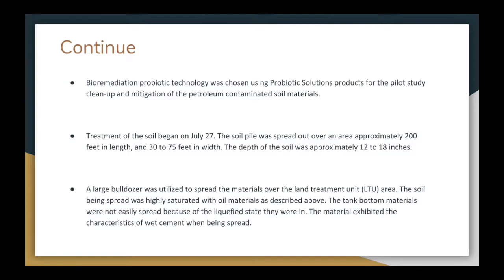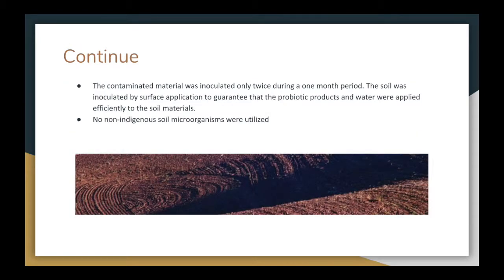A large bulldozer was utilized to spread the materials over the land treatment unit area. The soil being spread was highly saturated with oil materials as described above. The tank bottom materials were not easily spread because of the liquefied state they were in. The material exhibited the characteristics of wet cement when being spread. The contaminated material was inoculated only twice during a month period.